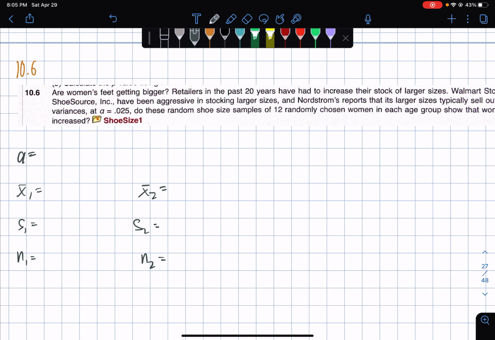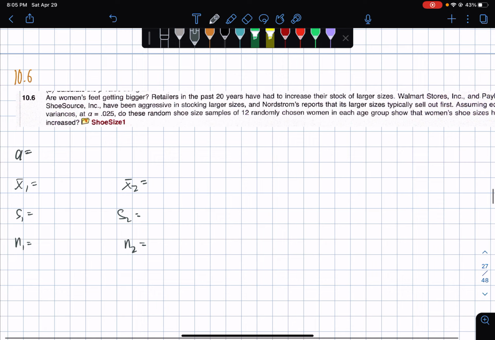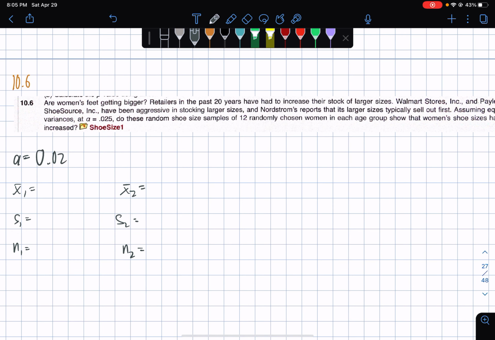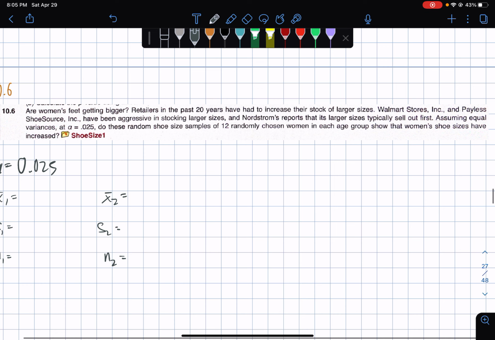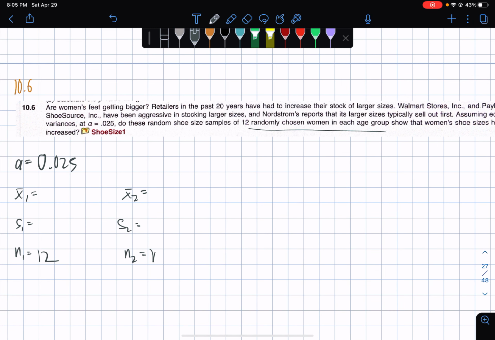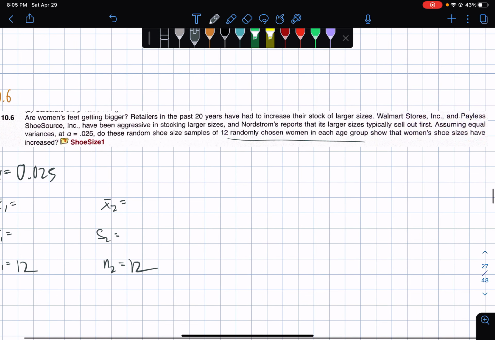So, for 10.6, retailers in the past 20 years had to increase their stock of larger sizes. Alpha is equal to 0.025. And in each age group, I bet n is the same. This is a right-tailed test.